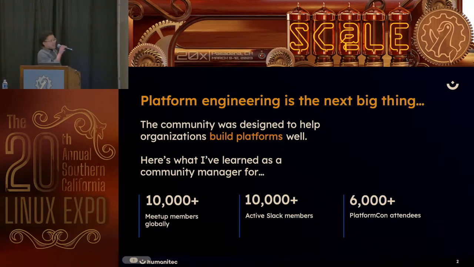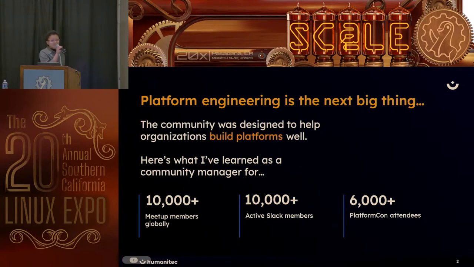We also have our flagship event every single year called PlatformCon. Last year we had over 6,000 attendees and speakers like Manuel Pais, Gregor Hoppe, Nikki Watt, etc. It was a really great time. And the community has really informed this talk.